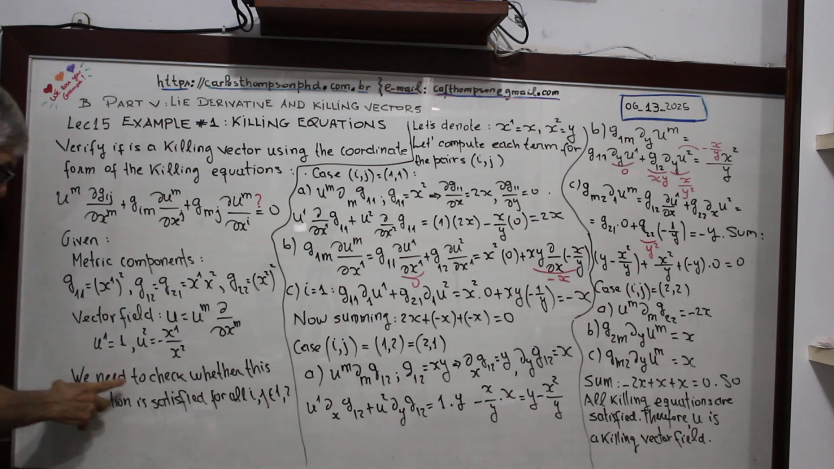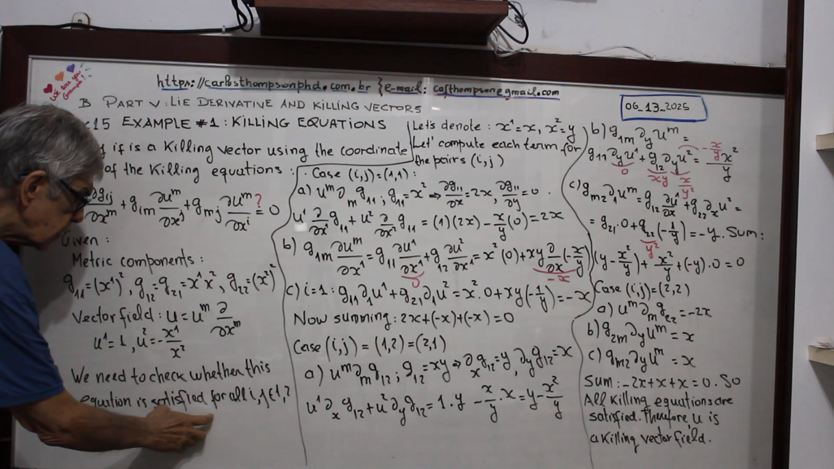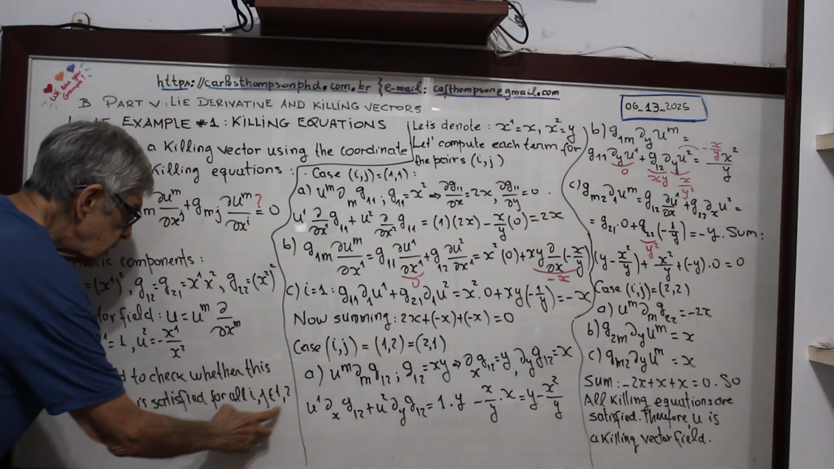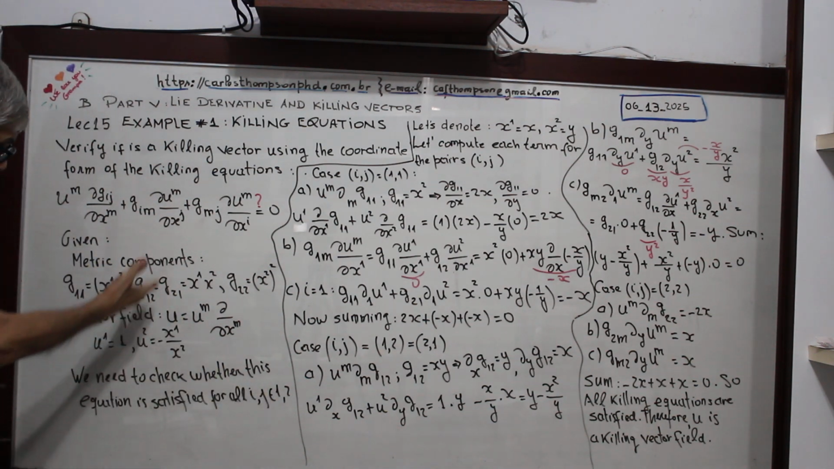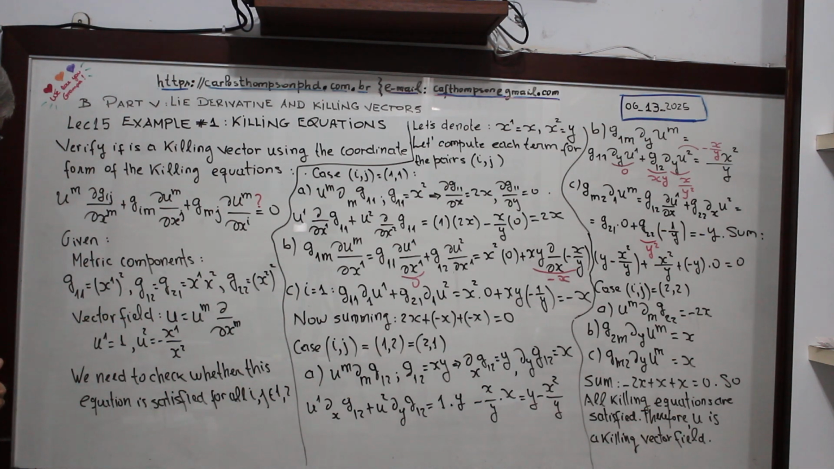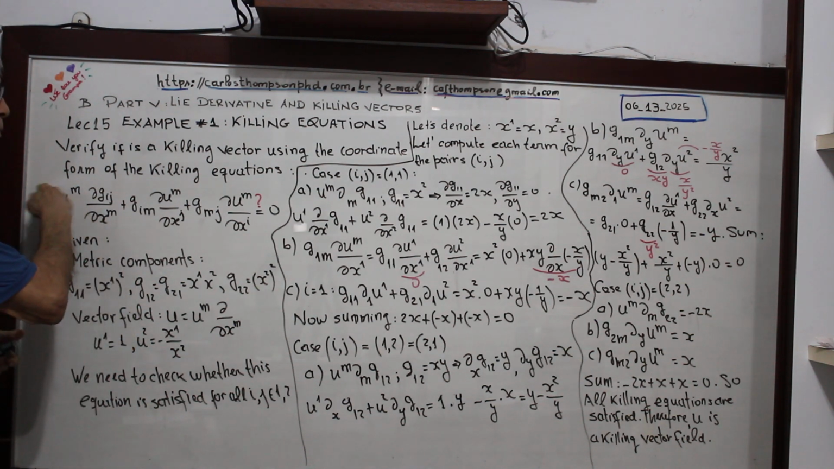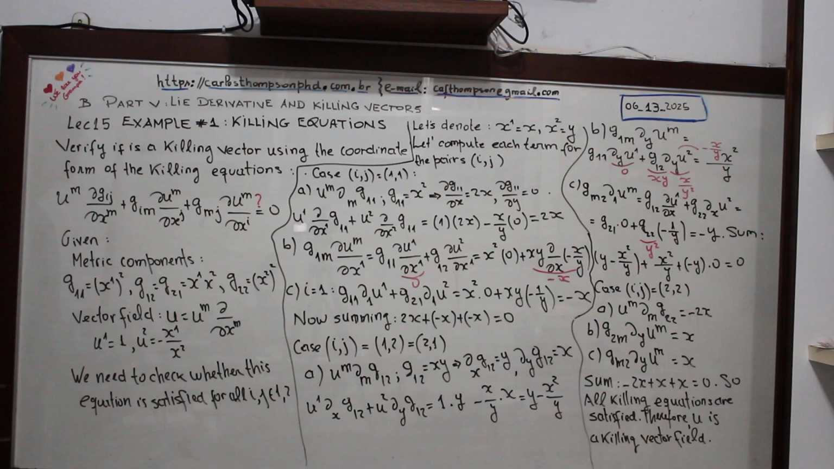So this is given. We need to check whether this equation is satisfied for all ij. You see ij here is 1 or 2. So let's develop this for the case of ij, and I substitute these given metric components and the vector field. Attention, the vector field is given. I want to check if it verifies this coordinate form. So it's clear what I want.